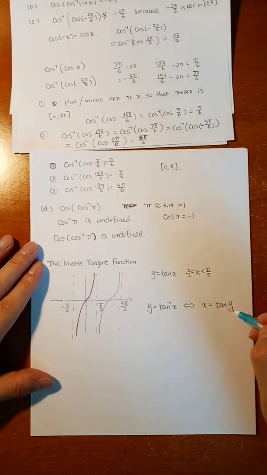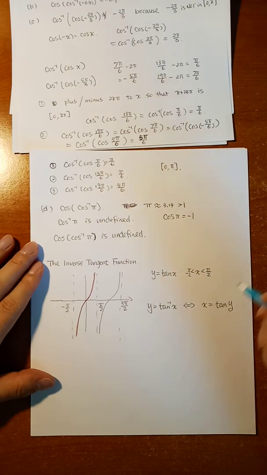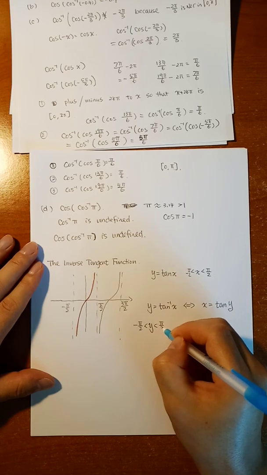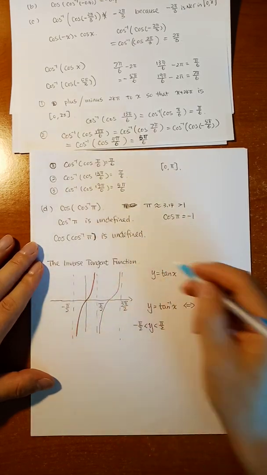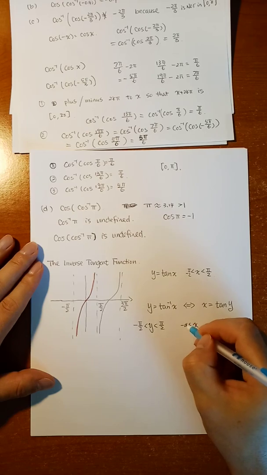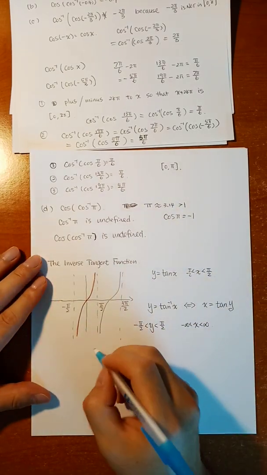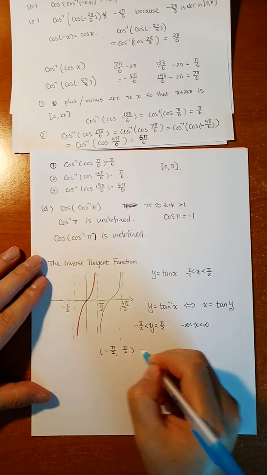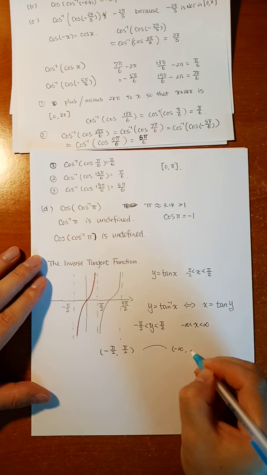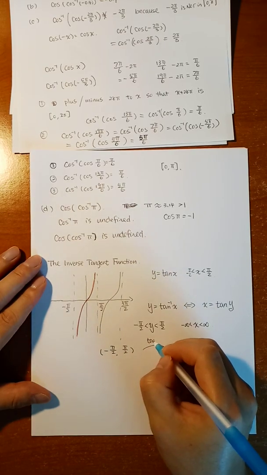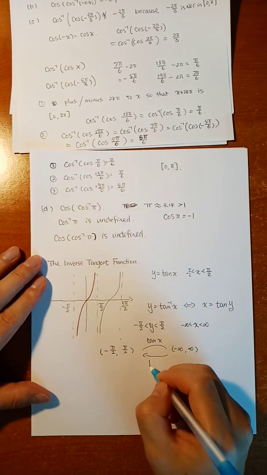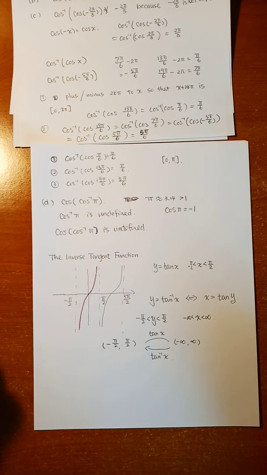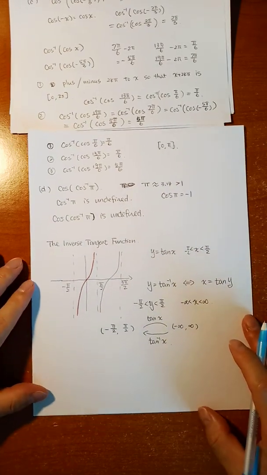So y is in the place of x, so y is between negative pi over 2 and positive pi over 2. x is in the place of y, x is between negative infinity and positive infinity. So negative pi over 2 to positive pi over 2 becomes negative infinity to positive infinity. You have a tangent of x, go back, you have a tangent inverse of x. Okay? So that's a tangent inverse.